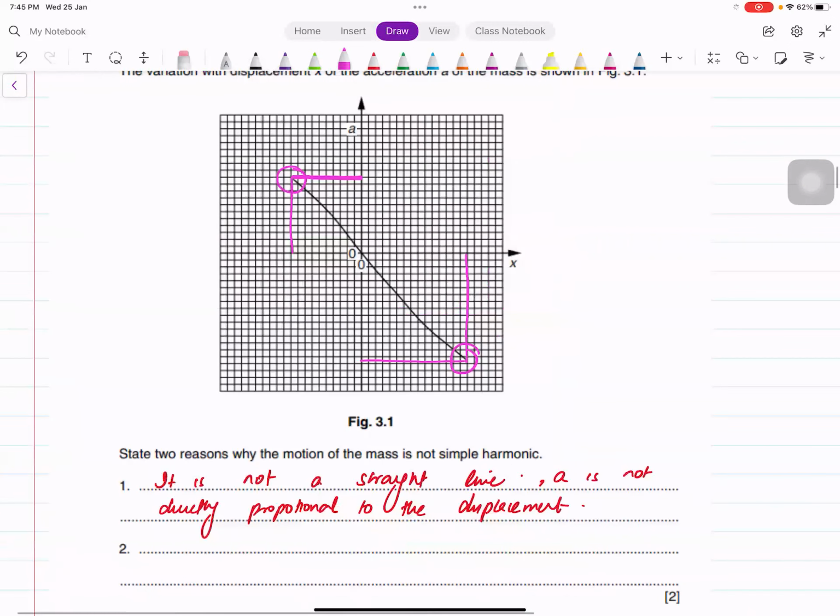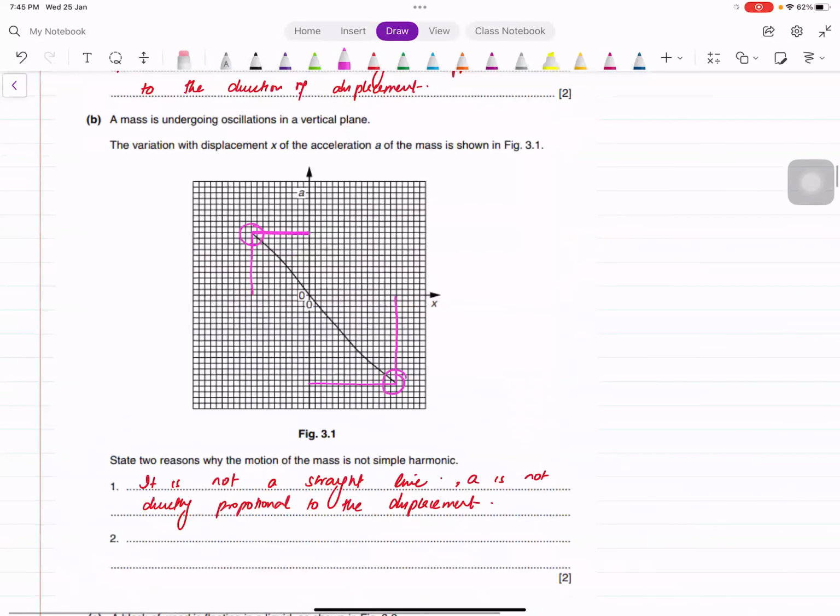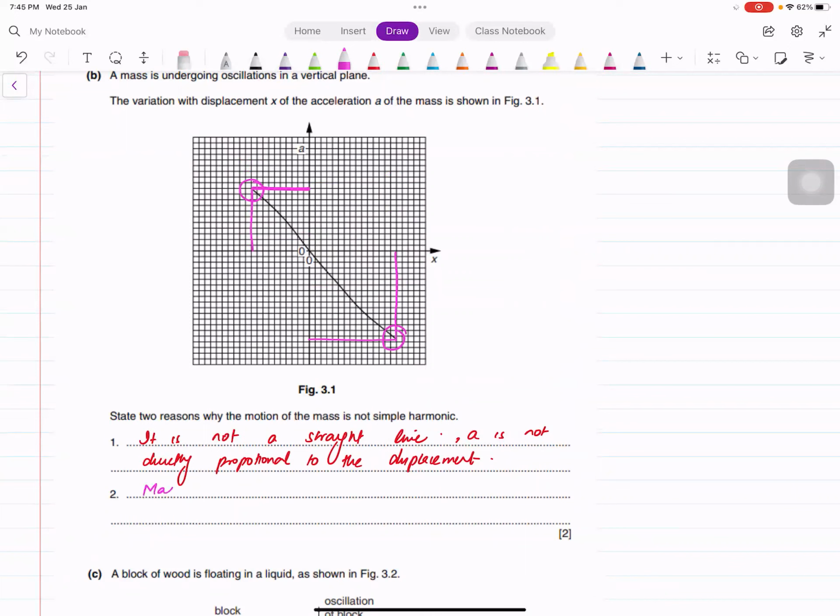So if you want to write this, you're going to say the maximum displacement, also you can write acceleration, is different on both ends. Do you guys understand this? That's fine. So you can always check the maximum values as well. Any questions now?